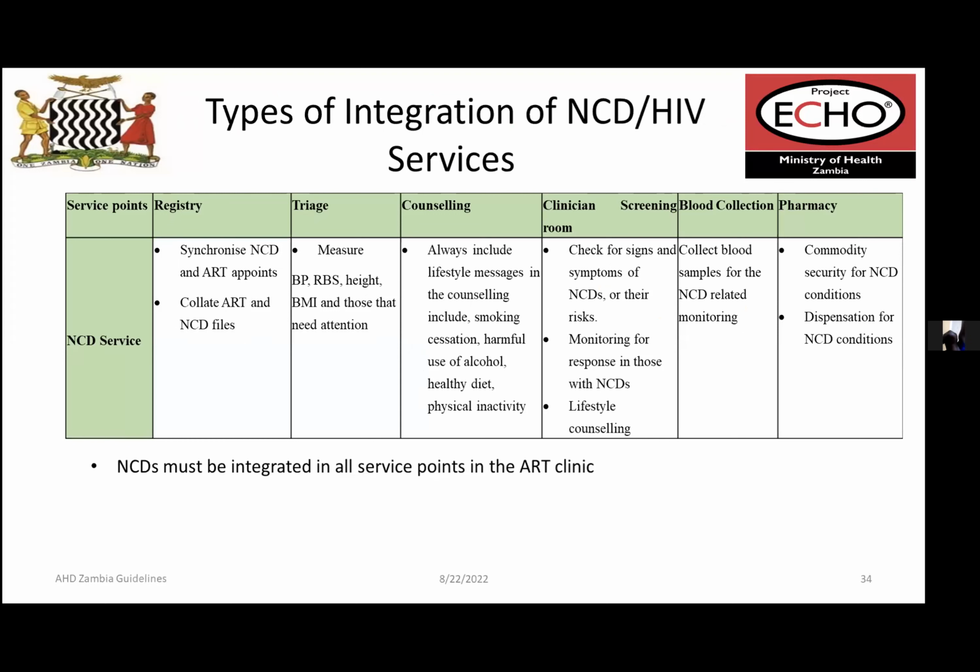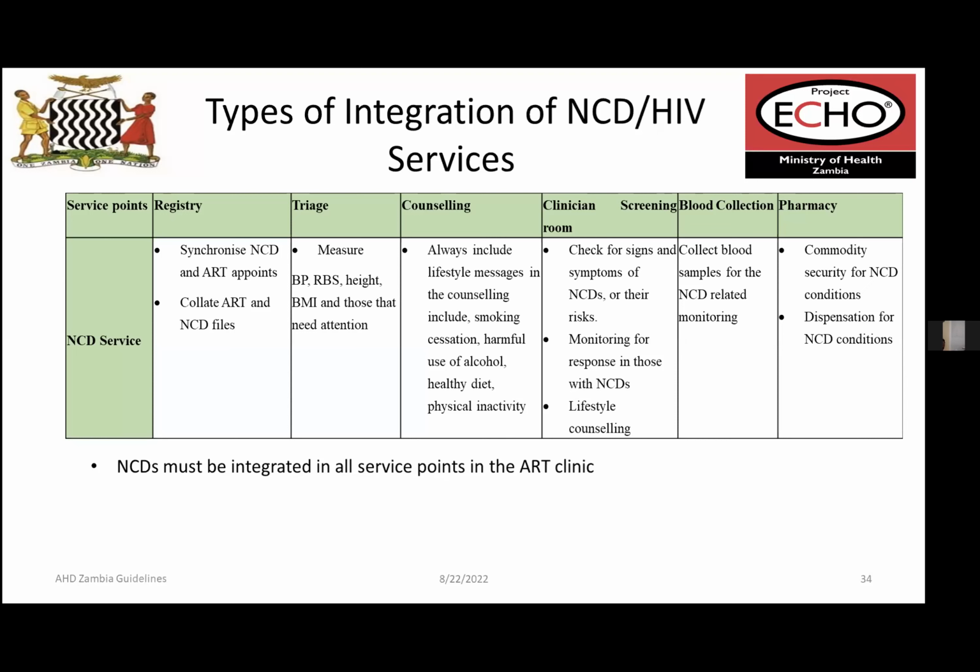What are the areas where we can integrate NCD and HIV services? We can integrate services at the point of registry, so you synchronize NCD and ART appointments and collate ART and NCD files. At the triage level, we can do measurements of BP, sugar, height, and BMI for those that need attention. In the counseling rooms, we can give lifestyle messages, which include smoking cessation, harmful use of alcohol, healthy diets, and physical inactivity. In the clinicians' rooms, we can check for signs and symptoms of NCDs or their risks.